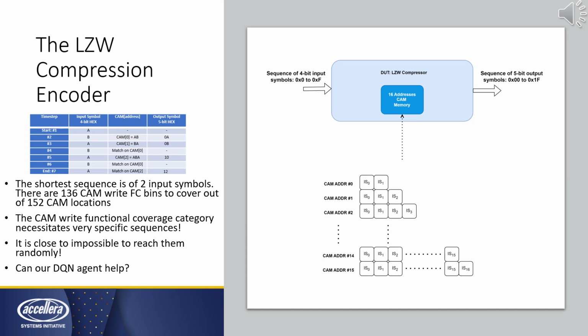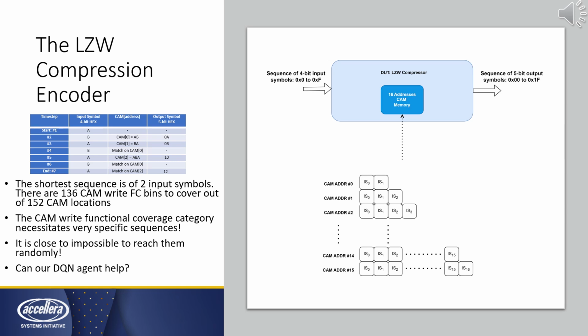Our design is an LZW compression encoder. This design receives input sequences of 4-bit symbols, compresses them, keeps sequences inside the design using a CAM memory of 16 locations, and then outputs sequences of 5-bit symbols each, which includes the 16 symbols from the input and the 16 addresses of our CAM.